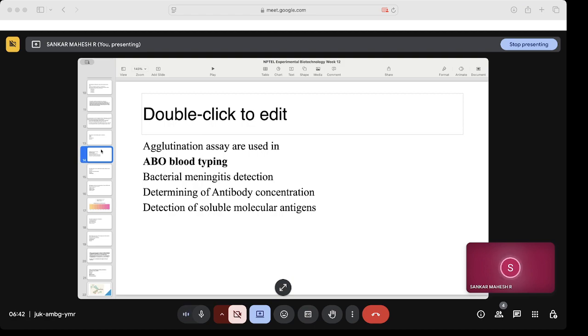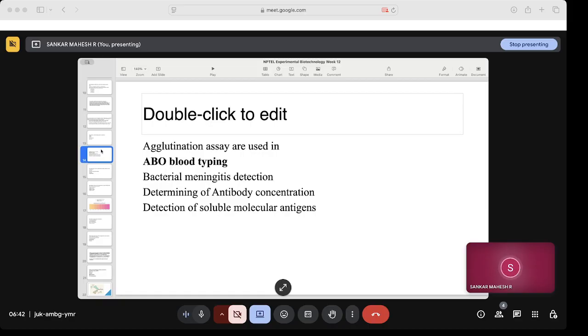Agglutination assays are used in ABO blood typing, bacterial meningitis detection, determining antibody concentration, and detection of soluble molecular antigens. Yes.